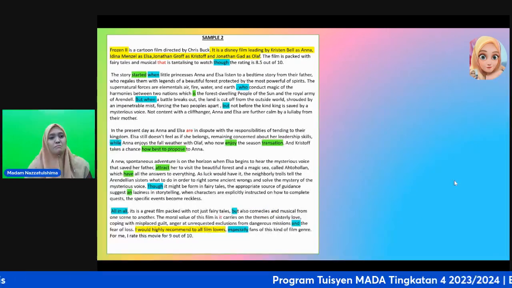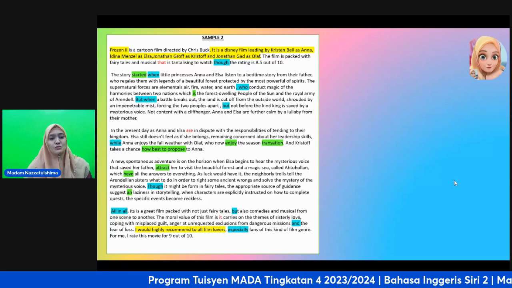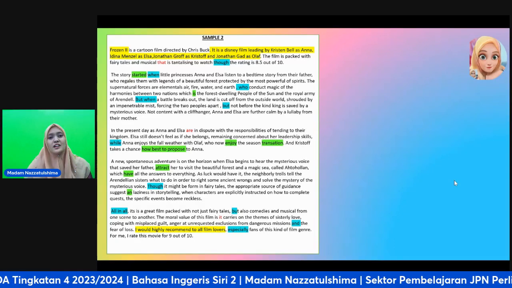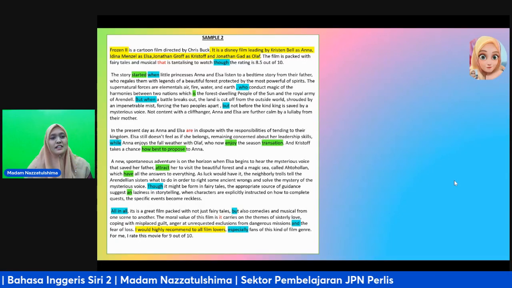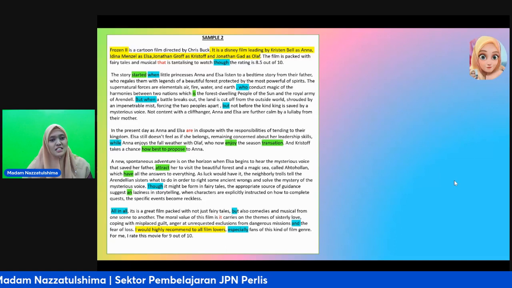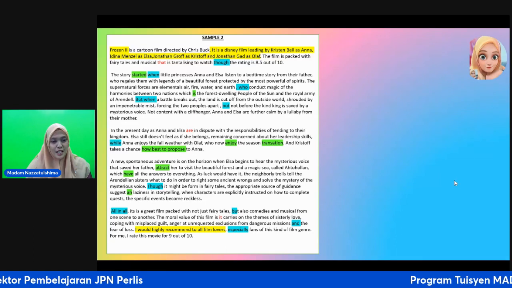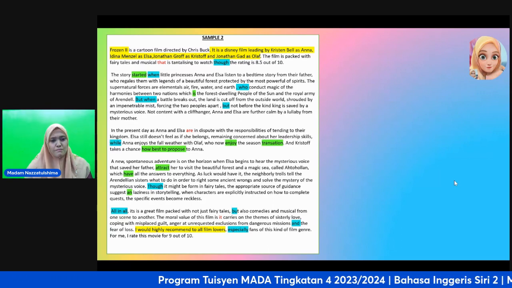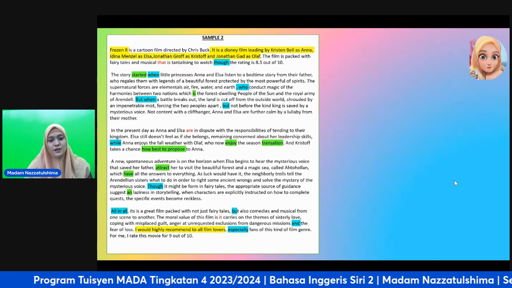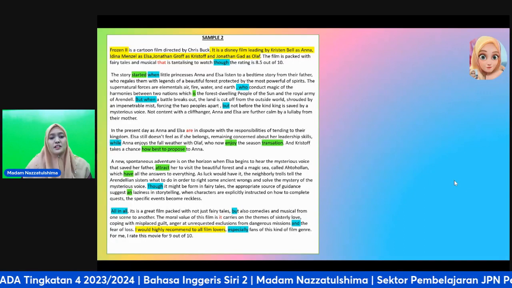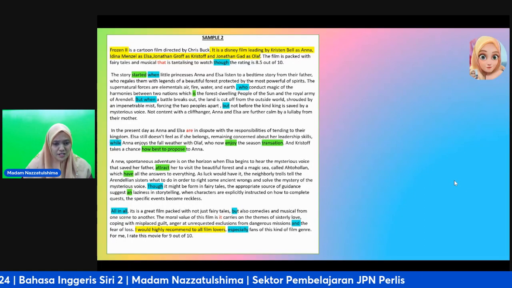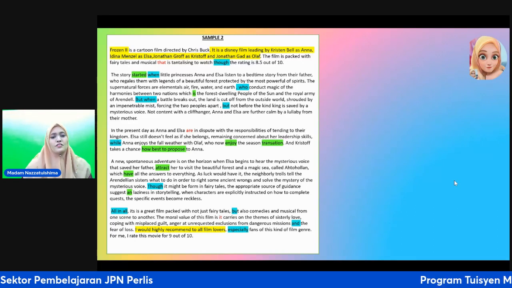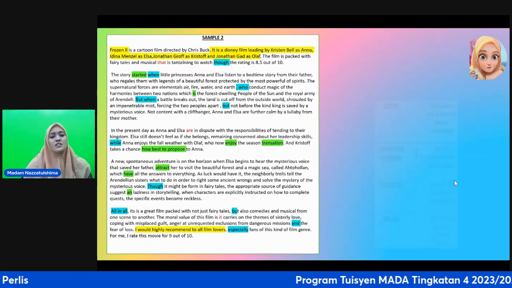Okay, how about sample number 2 here? Sample number 2 is Frozen 2. The first paragraph is about general information, and then the second paragraph is about the synopsis, the short synopsis. Last paragraph: all in all, it's a great film packed with not just fairy tales, but also comedies and musicals from one scene to another. So the recommendation is in the second last sentence: I would highly recommend it to all film lovers, especially fans of this kind of film genre.